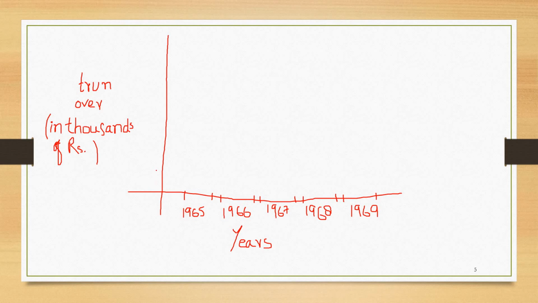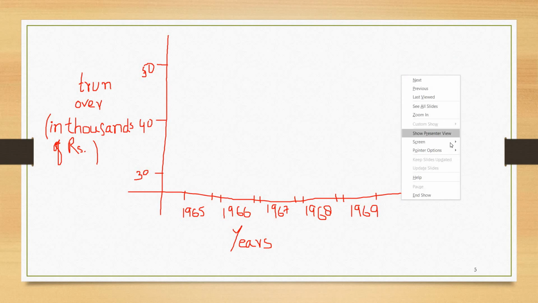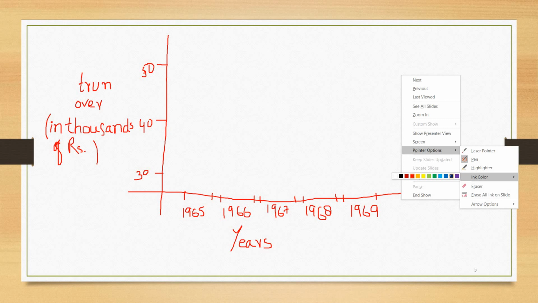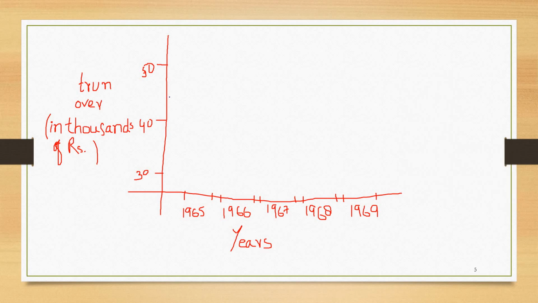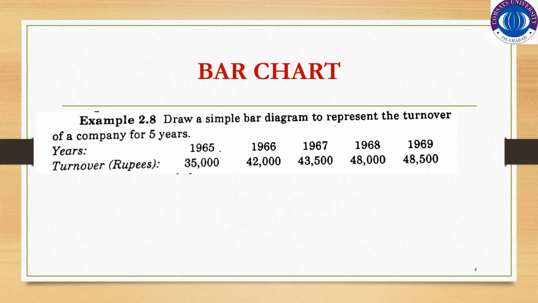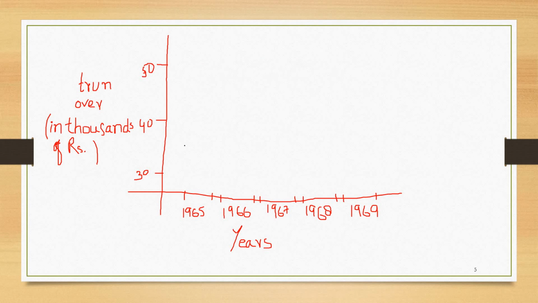We will have some scale like 30, 40 and 50. You can have any scale that makes you more convenient, that can be used to represent data more clearly. The thing to remember is that the size should be the same. It shouldn't be that you take 30 to 40 here and then in the same width you take up to 45, then your scale will get spoiled. Okay, so in 1965 the turnover we have is 35,000, so it will come somewhere here.